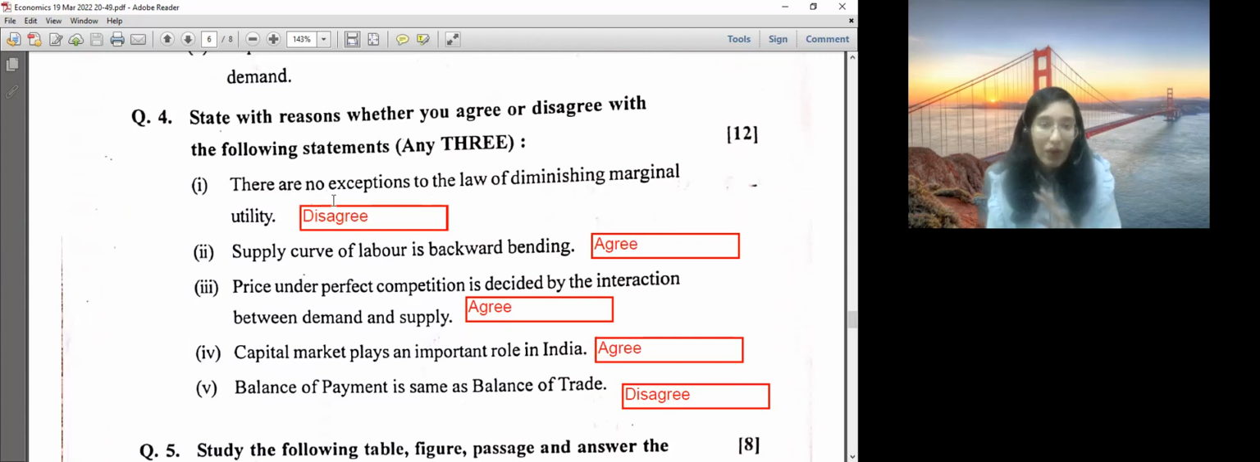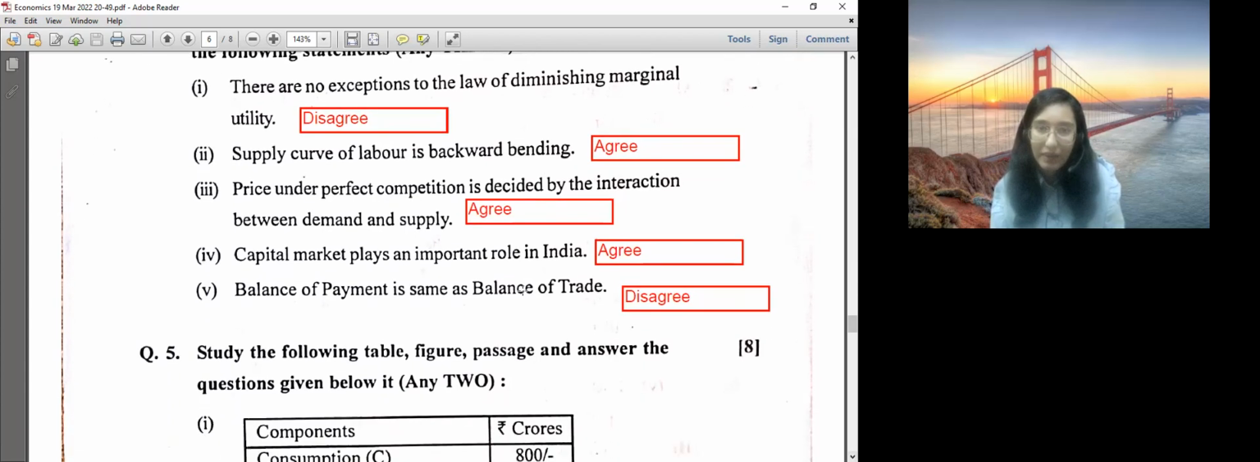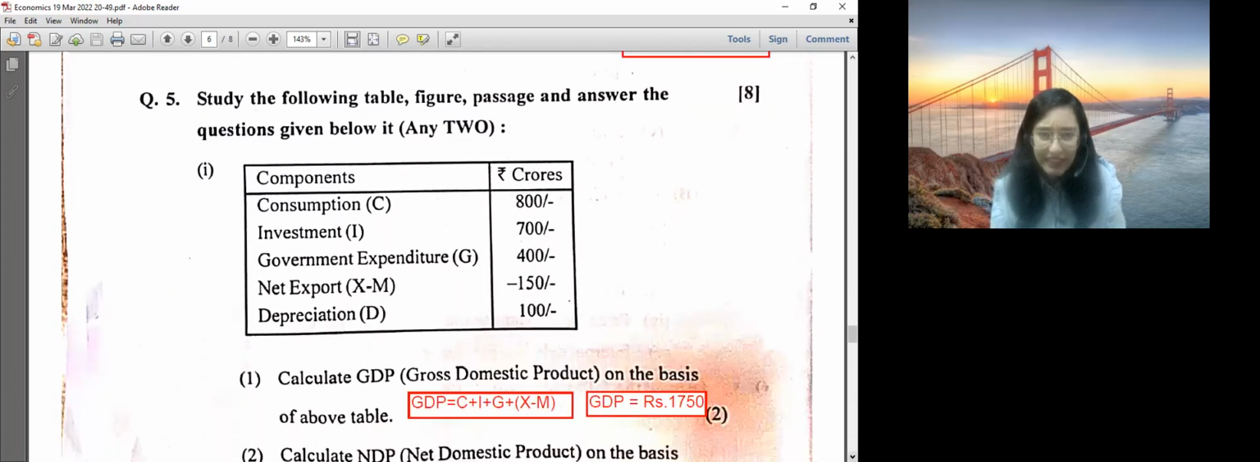There are no exceptions to the law of diminishing marginal utility. Disagree, there are exceptions: money, then the drunkard. Supply curve, yes, it is backward bending, agreed. Perfect competition price is decided by an interaction between demand and supply. Yes, agree. Capital market plays an important role, agree. No, balance of payment and balance of trade are different concepts, so it's disagree. This was also an easy question.